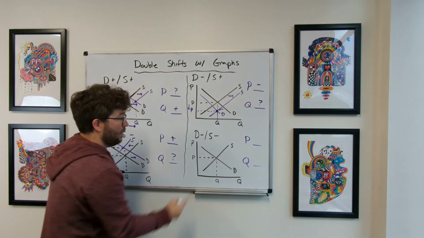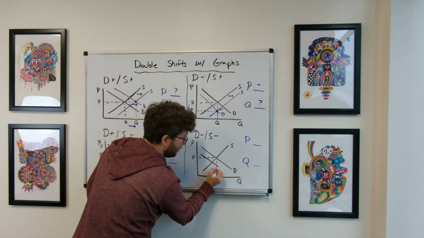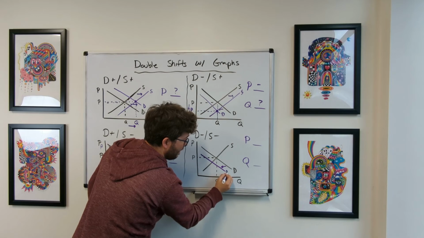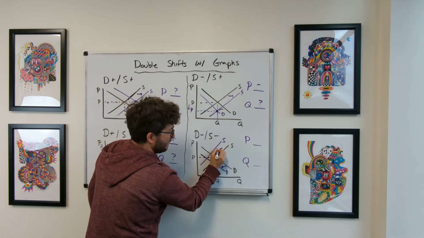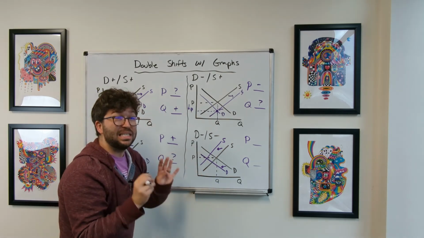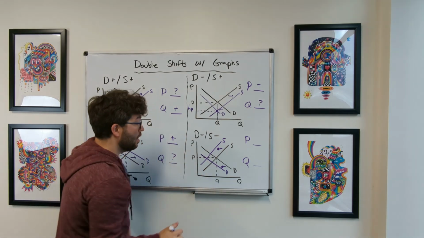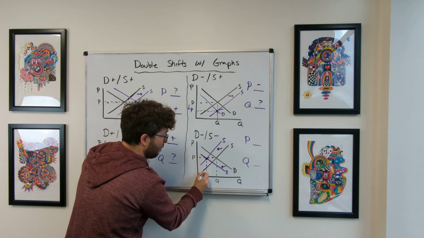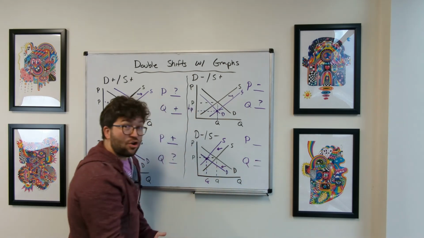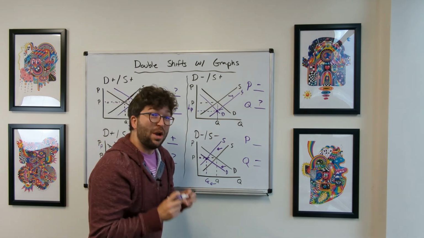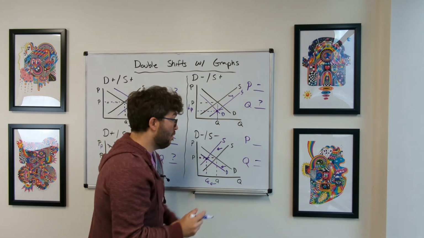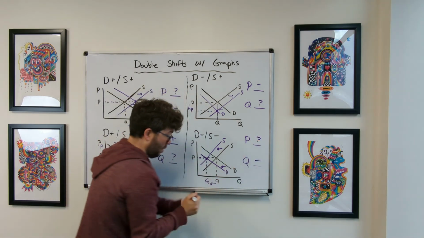Last one, demand decreasing is a shift to the left. Supply decreasing is a shift to the left. Left and left. Remember, decrease is to the left. Don't say up or down. What do we know with our new equilibrium point? Quantity for sure is declining. We see this definitely going down. Price, again, we're not sure. It depends on which one shifts by more. So this is going to be your question mark.